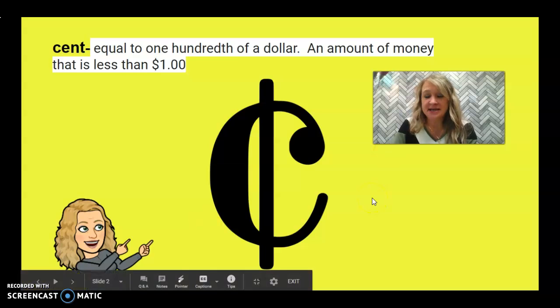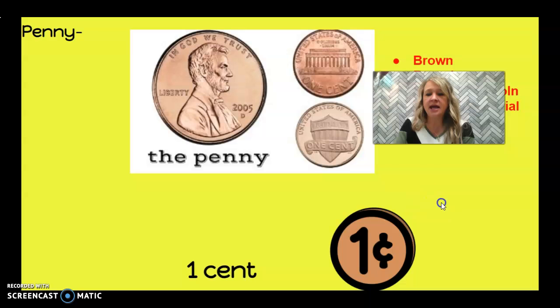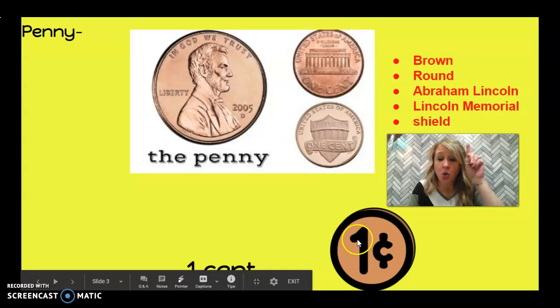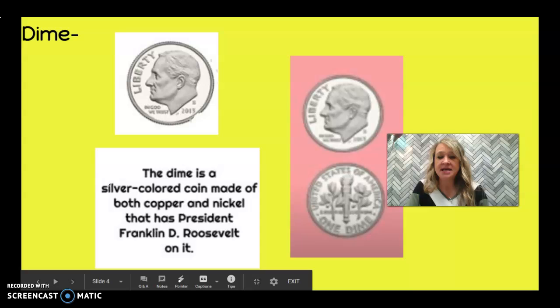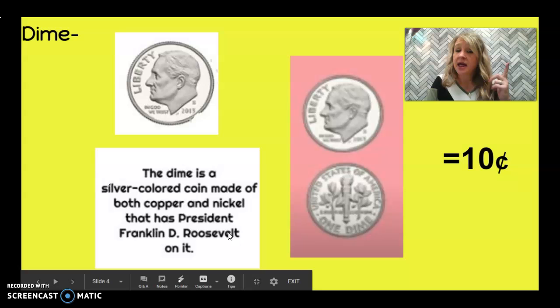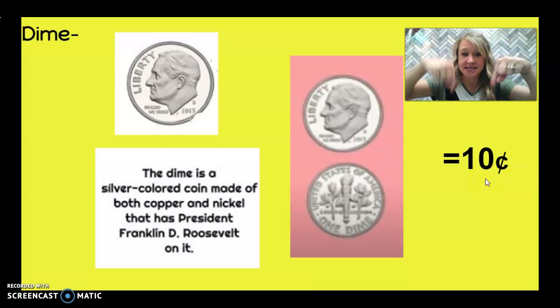Remember a cent? Say cent. It's equal to 1/100th of a dollar. That's an amount of money that is less than a dollar. Less than, smaller. Say penny. It is a copper coin that's round and worth 1 cent. Say dime. It is the silver-colored coin that has Franklin D. Roosevelt's face on the front and is worth 10 cents.